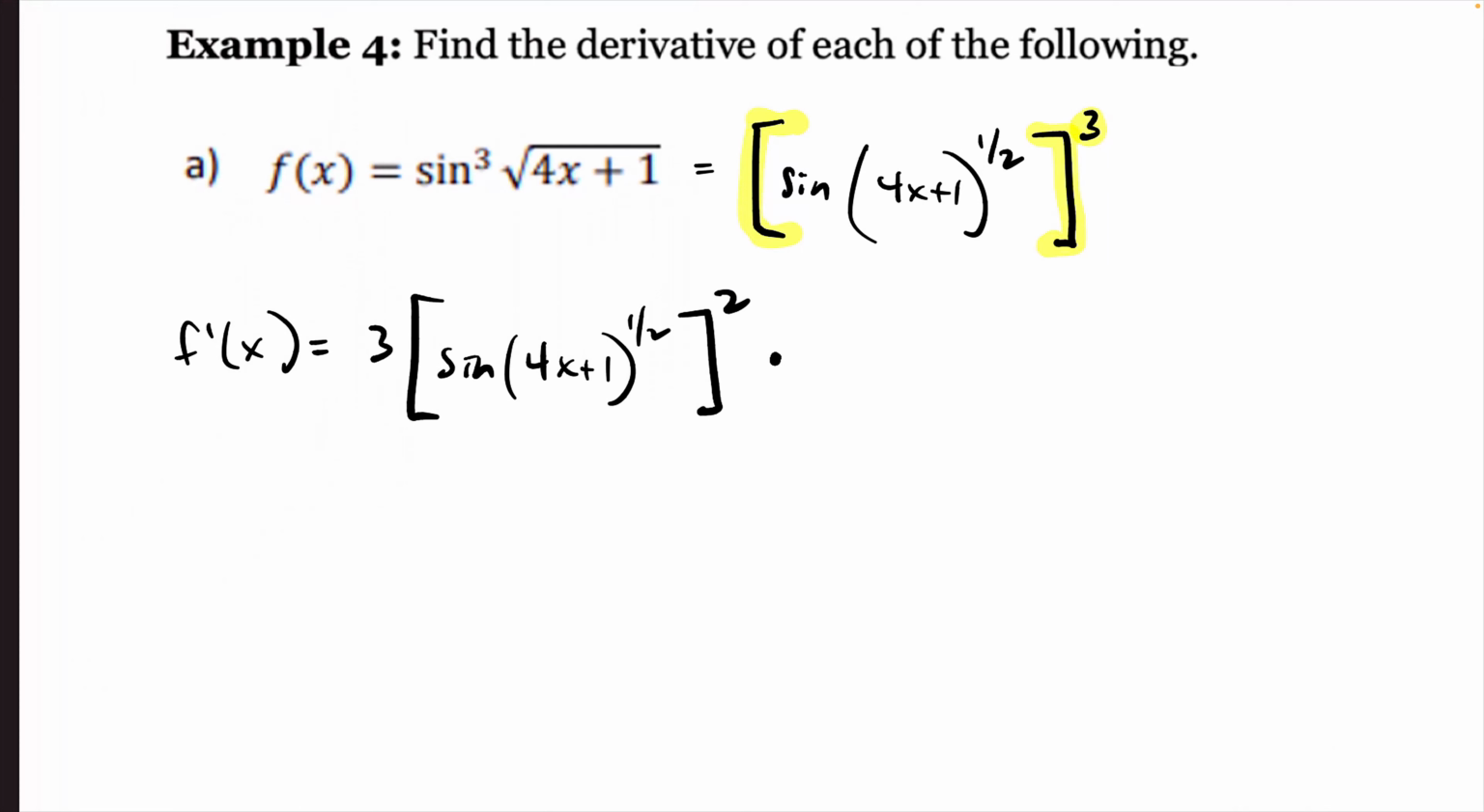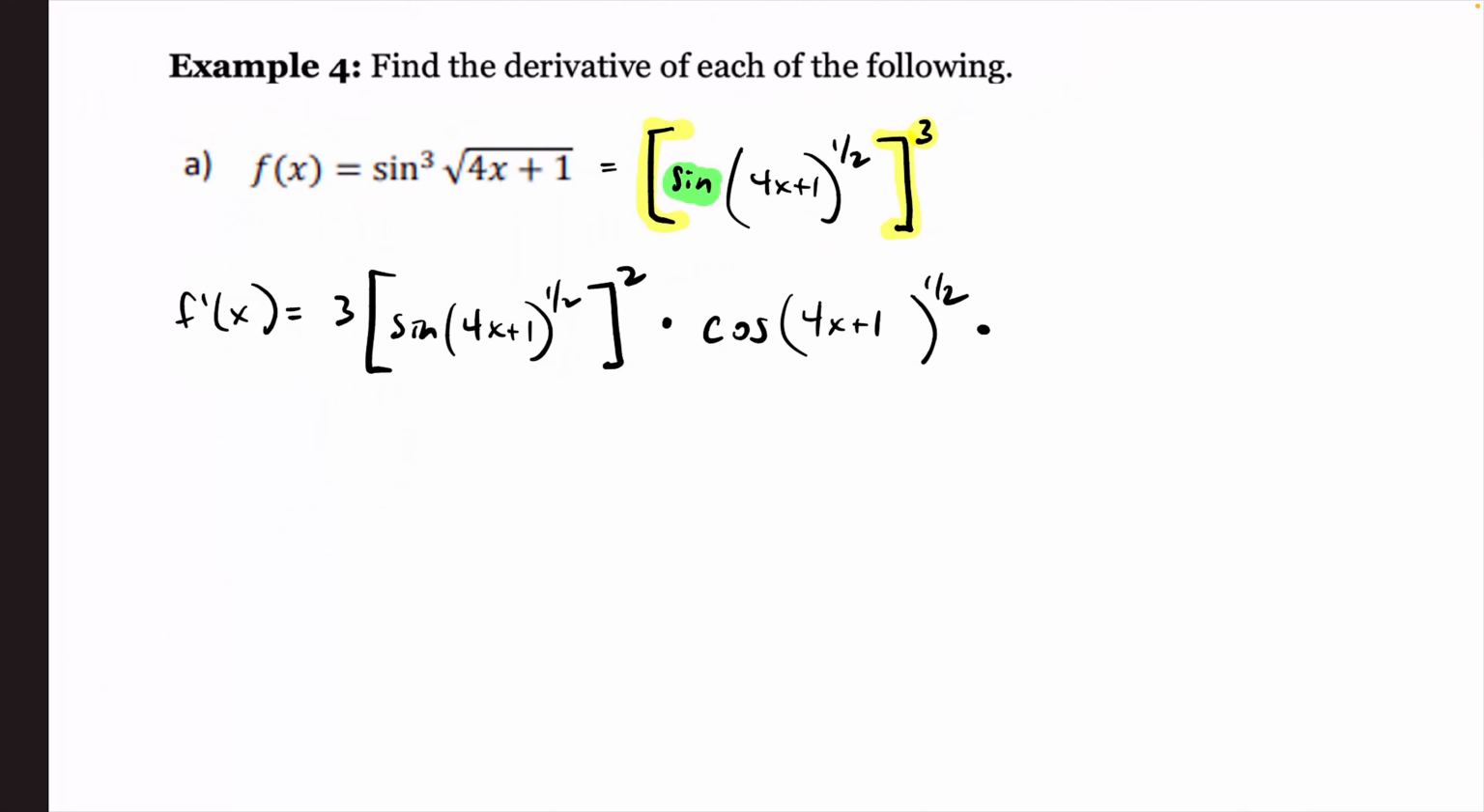Okay, what was the first inside layer? Sine. What's the derivative of sine? Cosine. Good. Cosine of something, right? Well, rewrite what it was: 4x plus 1, 1/2 power. Okay, halfway done.